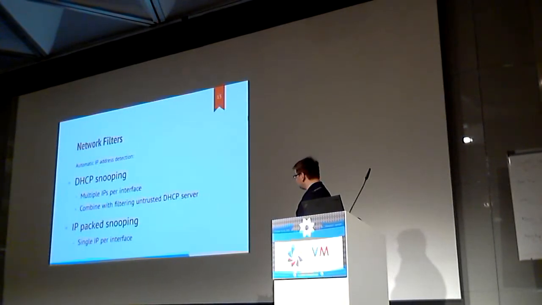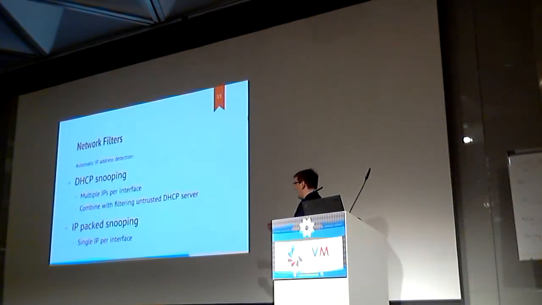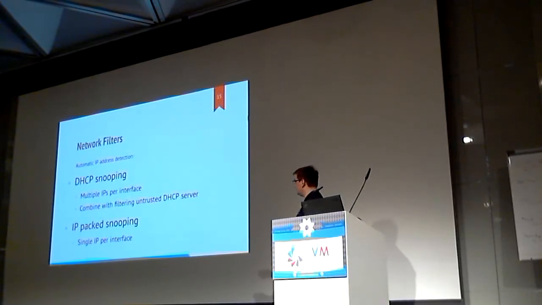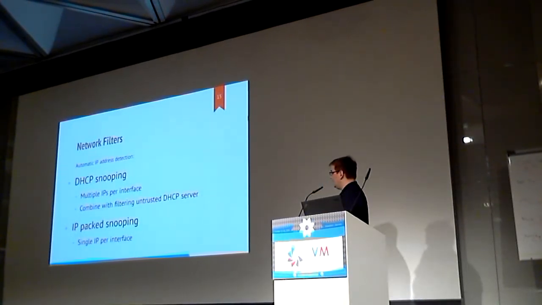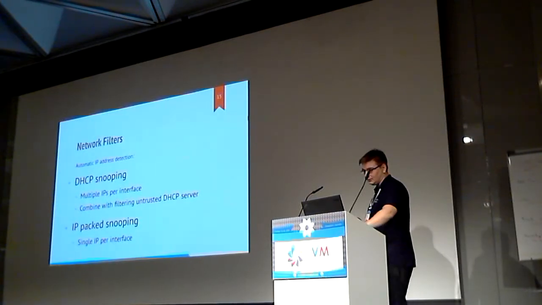on your host. The other approach is to listen for the first packet that the guest sends out, and the source IP address of this packet is taken as the guest's IP address. So that way we can allow only a single IP address on the interface.